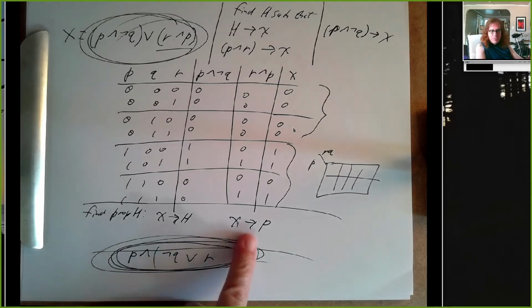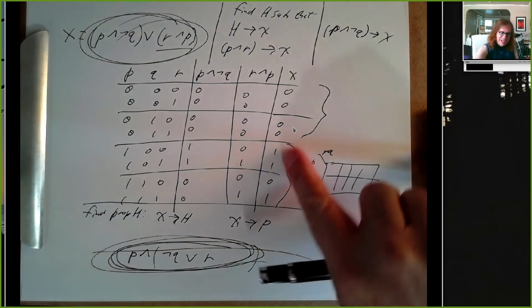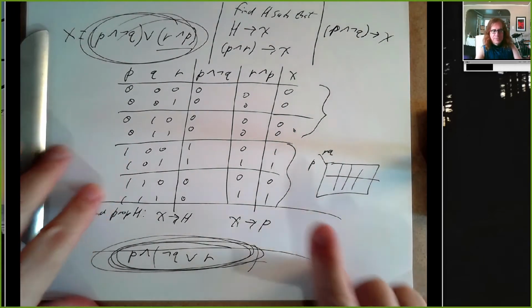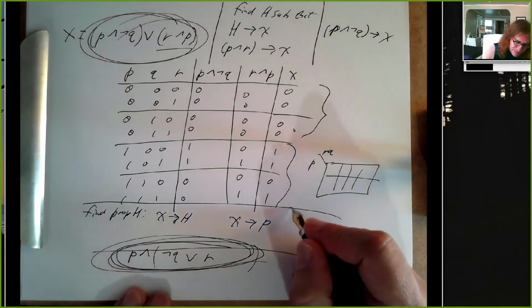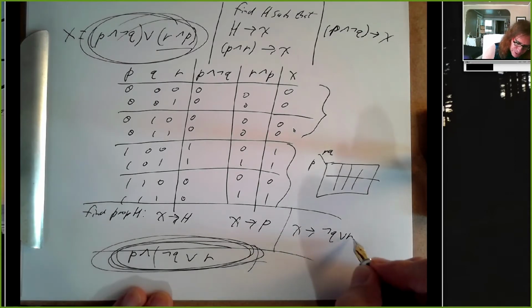So this would be one solution for part D, right? If X is true, then we know P is true, and we can see that from the truth table. Anytime that X is true, P is also true. It turns out we also have another possibility. If X is true, then we know Q is false or R is true.